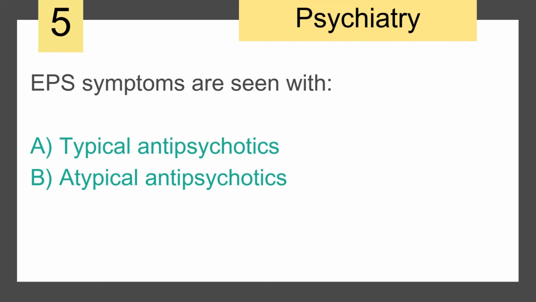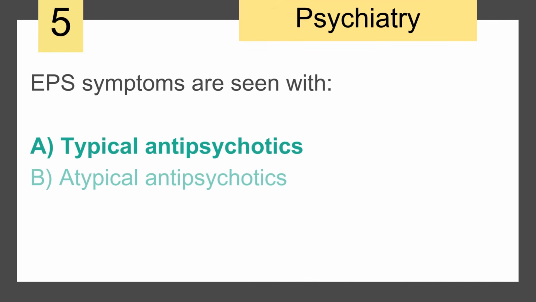Alright, question 5. EPS symptoms are seen with typical or atypical antipsychotics. They are typically seen with typical antipsychotics. Of course, we may see them with atypicals, but we generally see them more with typical antipsychotics, such as Haldol, and the typicals are known as the first-generation antipsychotics.